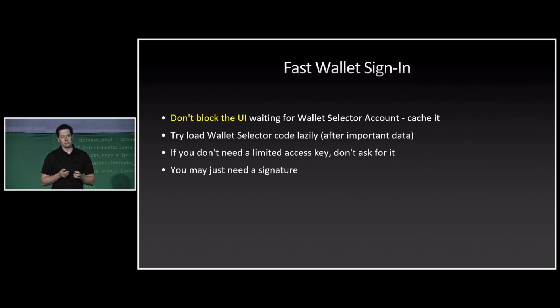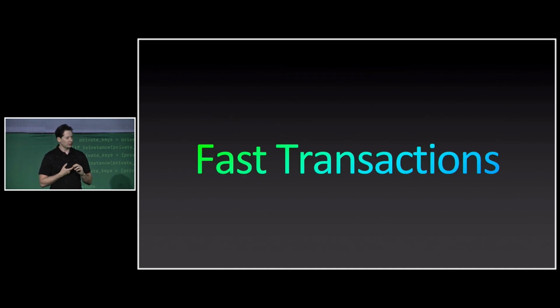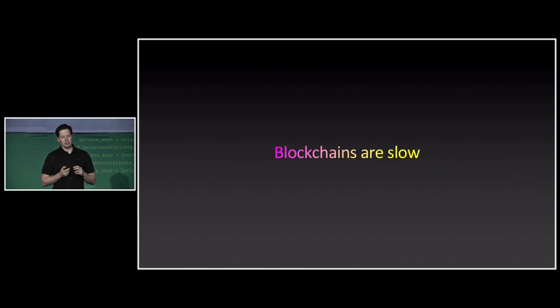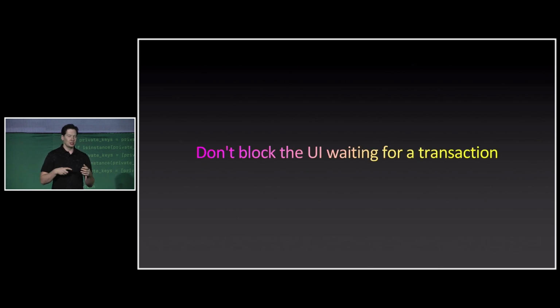So now we get to the actual important part of the talk, which is how to make transactions faster. And you cannot really. Blockchains are actually slow, so you cannot really make your transaction faster. But what you can do is make users not feel like they're slow. So don't block the UI waiting for a transaction. That's very common right now.